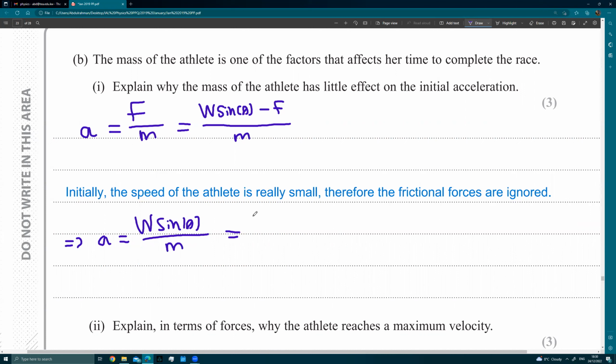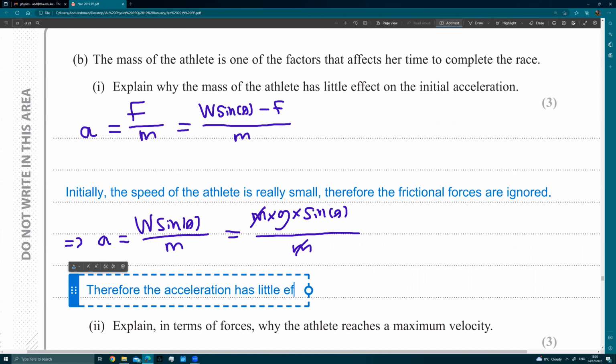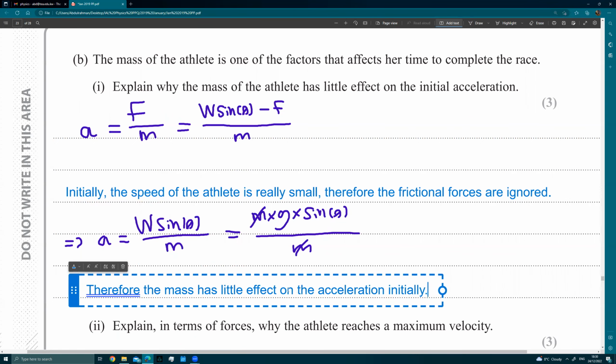Well, what is weight? I know that weight is m times g, the mass of the athlete multiplied by 9.81. So let's substitute that in. Instead of weight, m times g times sine theta over the mass. And as we can see, the masses cancel out. Therefore, the mass has little effect on the acceleration initially, right? Because the masses cancel out.